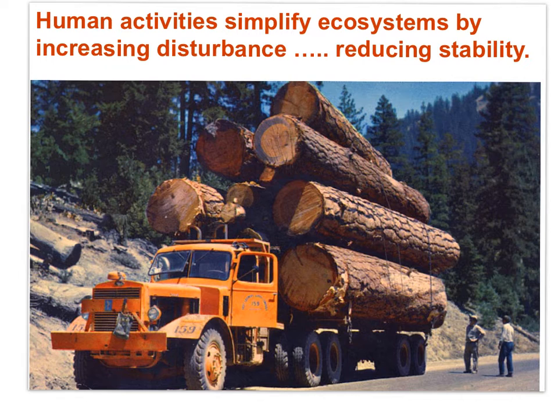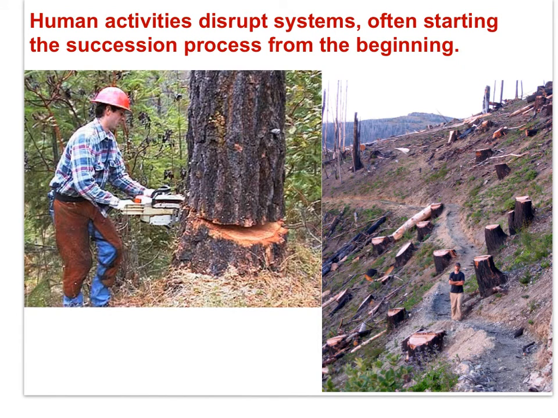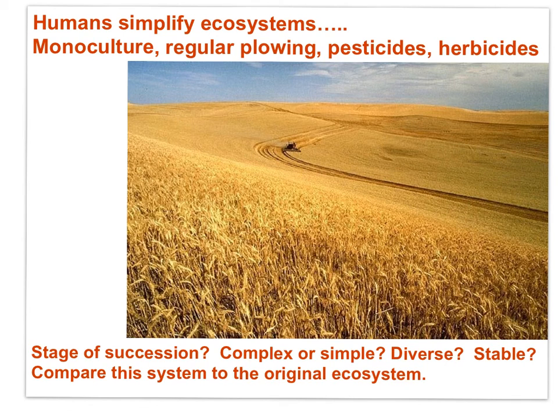and start again. Industrial exploitation of forests also occurs as the resources of forests are in high demand by the economies of the world. Human activities simplify ecosystems by increasing disturbance and reducing stability. Remember that when forests are cut, secondary succession starts anew. Humans simplify ecosystems through agriculture by growing a single crop, a monoculture, along with regular plowing and pesticides and herbicides. Agriculture maintains a relatively early stage of succession. The simplified system is less diverse and less stable than the original ecosystem.